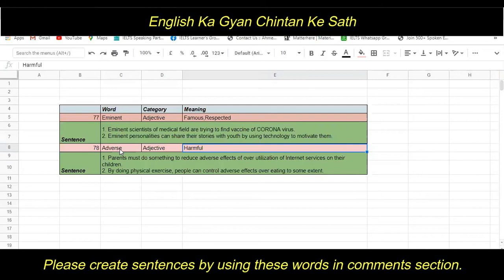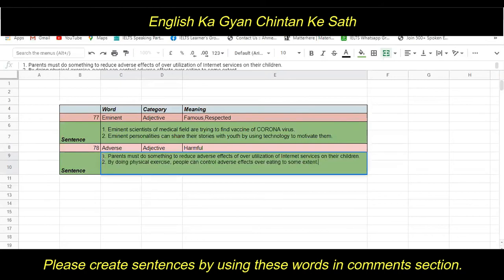Let's say for example, harmful effects of global warming. So instead of using harmful, you can also say the same thing in another way: adverse effects of global warming, right? So in that way, the meaning of this word adverse can be utilized. I hope you understand the meaning. Adverse means harmful, simple, right?